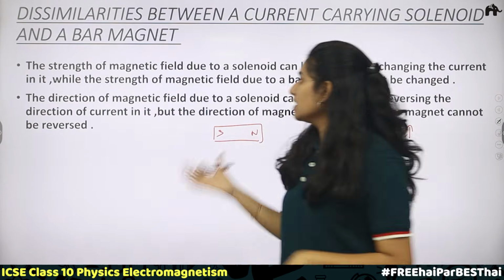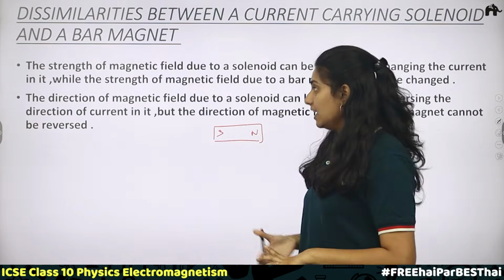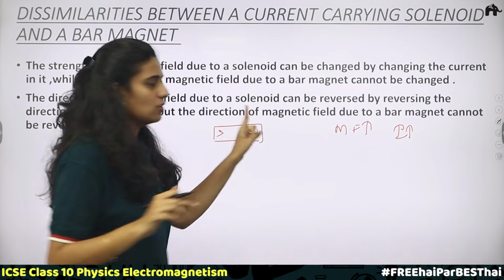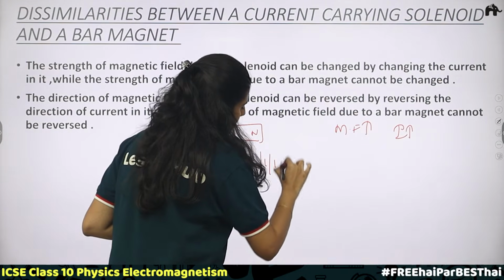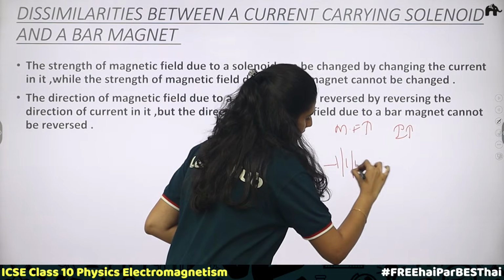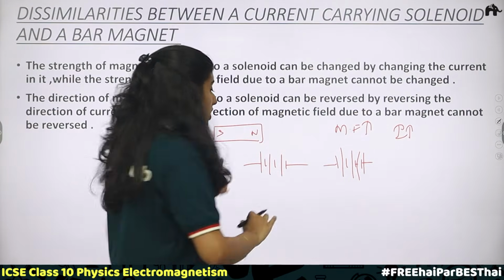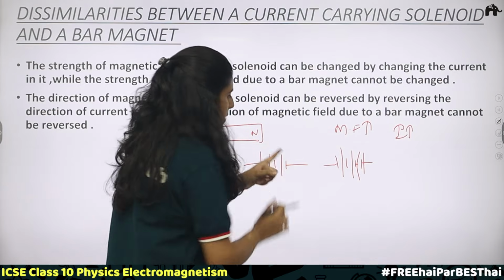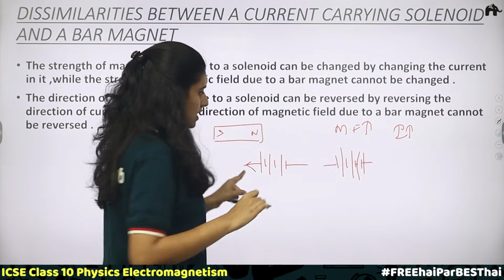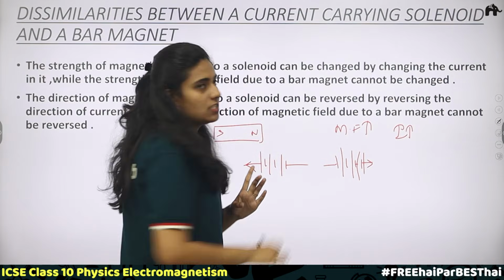Now the second point, the direction of magnetic field due to a solenoid can be reversed by reversing the direction of current in it, but the direction of magnetic field due to a bar magnet cannot be reversed. This point also we have discussed in case of solenoid. When you are reversing the current, that is, initially if the battery is in this way, you are reversing it. Negative and positive are connected opposite. What happens? The direction of current flow is changing. When you reverse the battery, there is reversing of current. The current direction will change. Initially, current will be flowing in this direction. Here, the current will be flowing in this direction. What happens to the magnetic field then? The direction of magnetic field also changes.